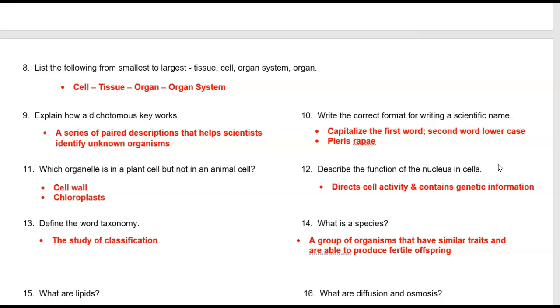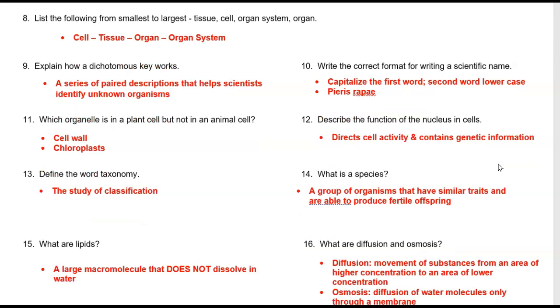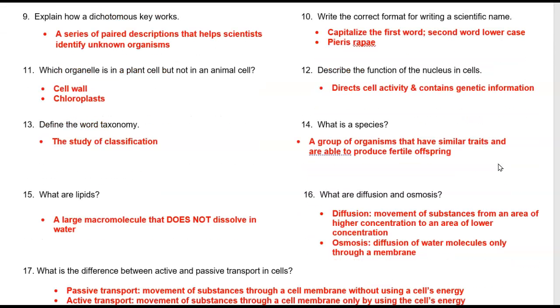Organelles that are in plant cells but not in animal cells are cell walls and chloroplasts, which aid in photosynthesis. The function of the nucleus in the cell is kind of like the brain. Remember, the nucleus is the brain of the cell. It directs all the cell activity and contains all the genetic information. Of course, taxonomy is the study of classification. A species is a group of organisms that have similar traits and are able to produce fertile offspring.